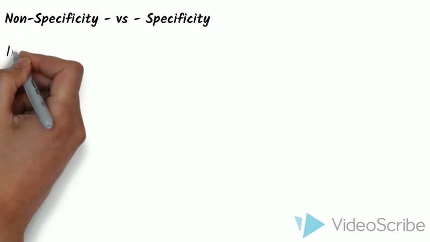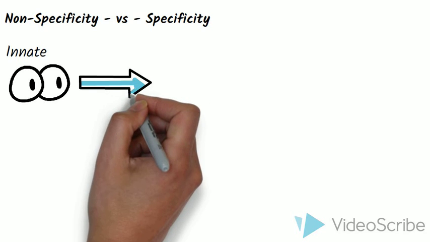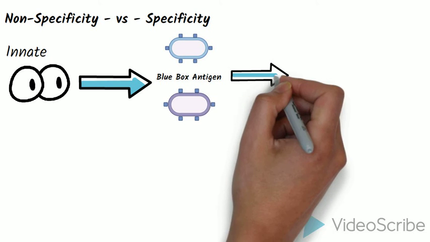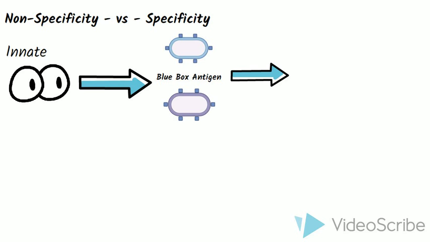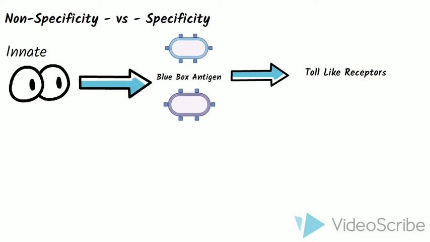Now let's look at non-specificity versus specificity. Remember, the innate immune system is a non-specific immune system. This means that innate cells can recognise only a narrow range of molecules that we call antigens present on the surface of microorganisms. For example, in the case of these two bacteria, cells from the innate immune system would only be able to recognise the blue box antigen with little diversity for any other antigens. The innate immune system recognises these antigens via receptors called toll-like receptors.